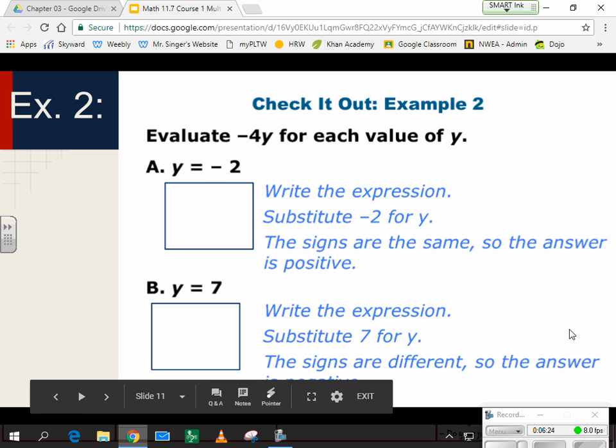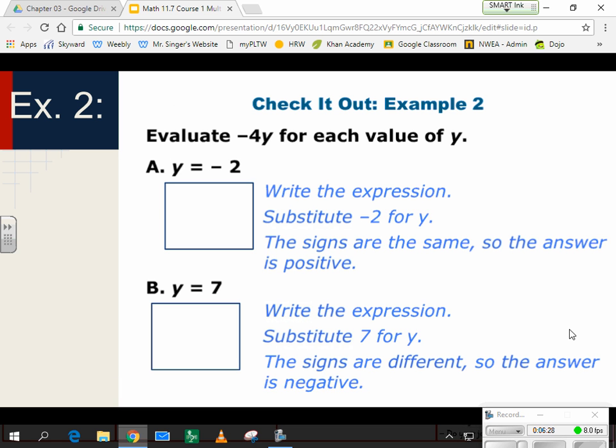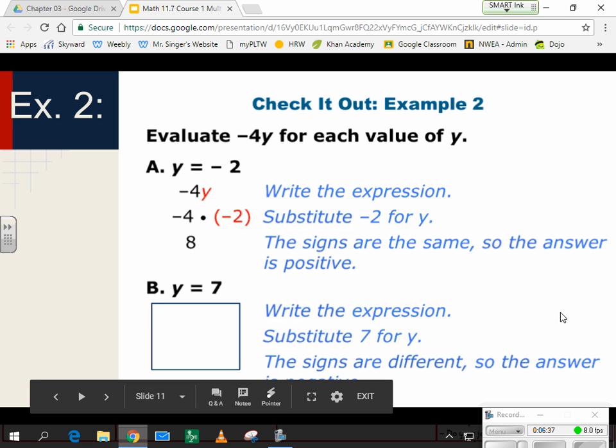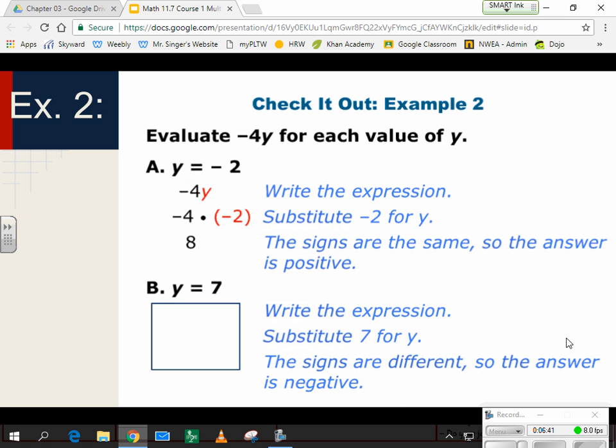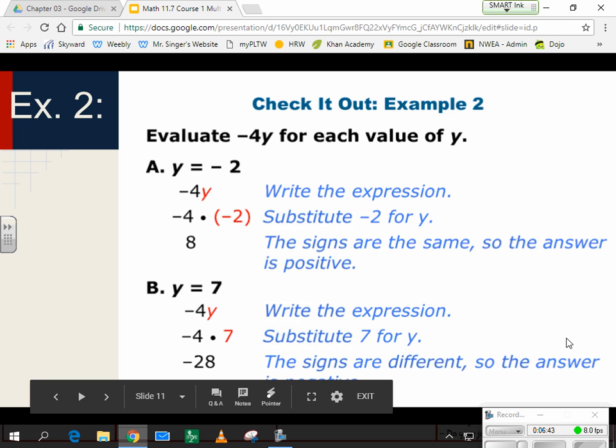All right, let's take a look at two more. So here we're looking at -4y, which is the same as -4 times y, and let's plug and chug. So for A, we're going to plug in -2 for y, so it's -4 times -2. Both are negative, so it's going to be a positive answer of 8. For B, one's positive, one's negative, so our answer is going to be -28.